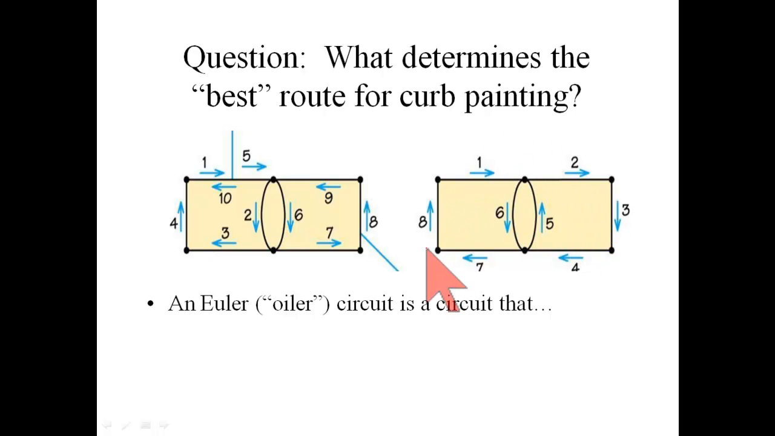I think you'd all agree that this is a better way of doing it than this way, and the reason is it's shorter. You don't have to go across edges multiple times. That's called an Euler circuit. So both of these pictures show circuits. The one on the right shows an Euler circuit. That's a circuit that uses each edge exactly once. Not more, not less. The one on the left is not an Euler circuit because it used an edge more than once.